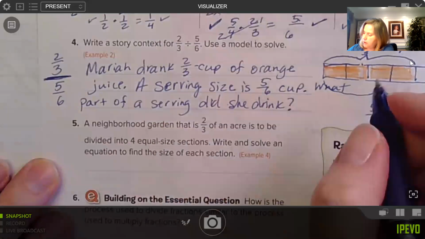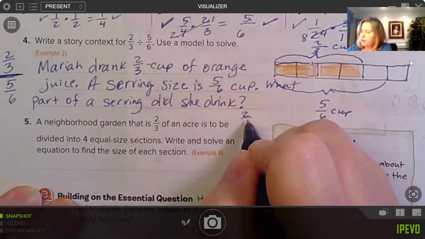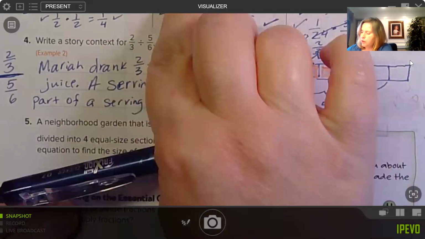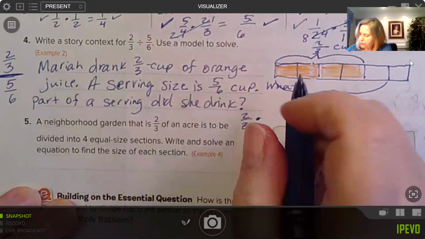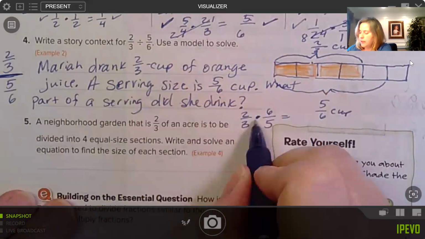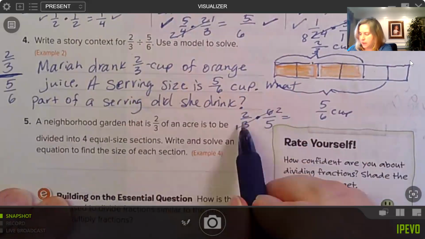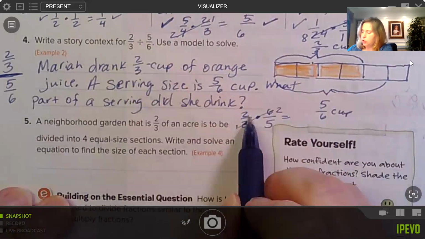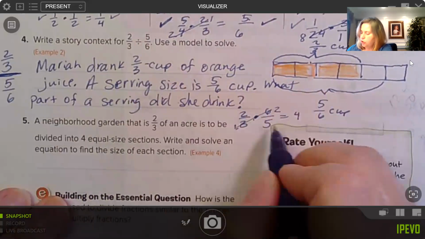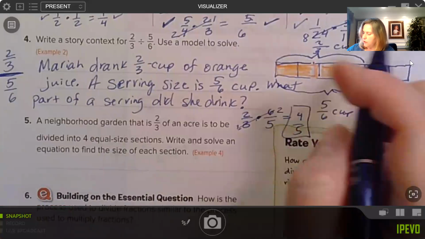I'm kind of out of space here, so I'll work here. 2/3. Instead of divided by 5/6, we'll do times the reciprocal, 6/5. Then I look and see if my 3 and 6 can cross cancel. Yes, they're both divisible by 3. 2 and 5 do not cross cancel. So then we can multiply. 2 times 2 is 4. 1 times 5 is 5. So she drank 4/5 of a serving. So Mariah drank 4/5 of a serving.